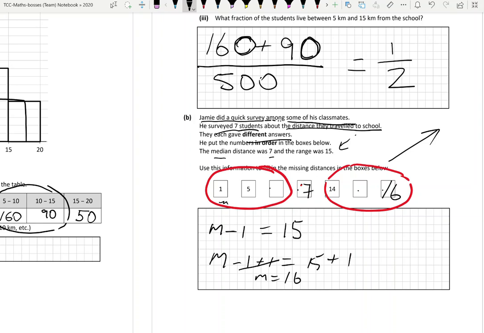Now, everything else just has to be, well actually there's only 2 more numbers that's possible. Because we know they're all different, this here must be 6. Because it has to be between 5 and 7, and I can't use either 5 or 7. And this number here must be 15. So that was a very nice question, I like it.